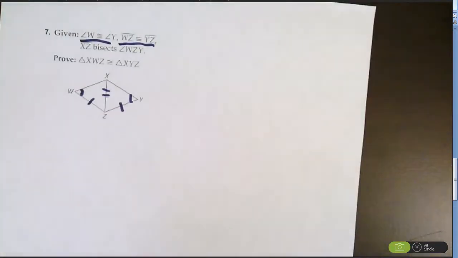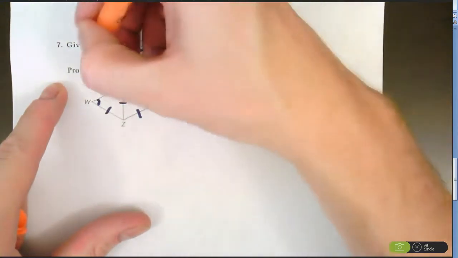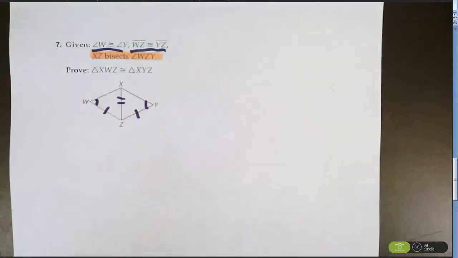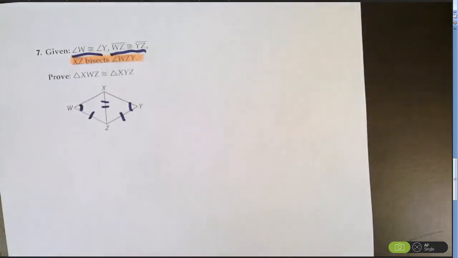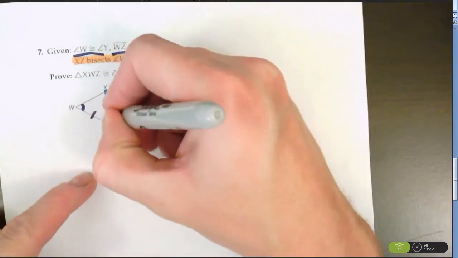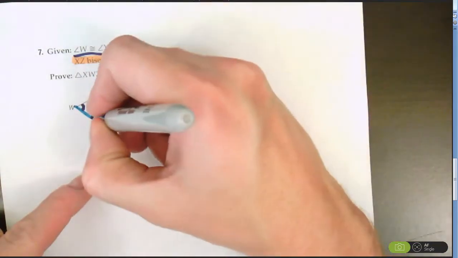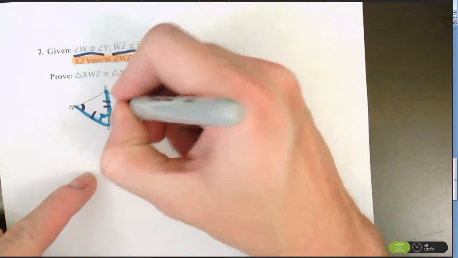But look at this statement right below it again. We also have XZ bisecting angle WZY. If it's bisecting it, that means it's cutting it in half and giving you two congruent angles. So we also have another pair of congruent angles in this problem. And since it's XZ bisecting WZY, the angles that are congruent are these angles here.